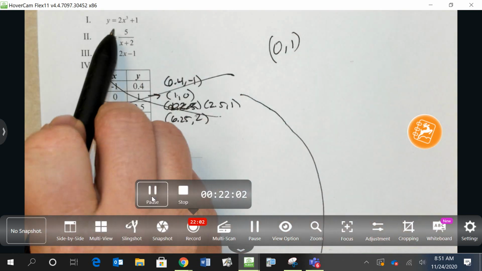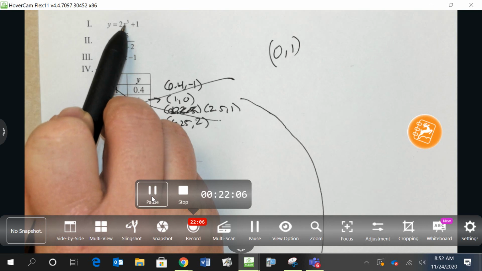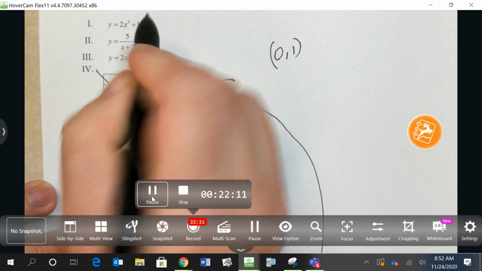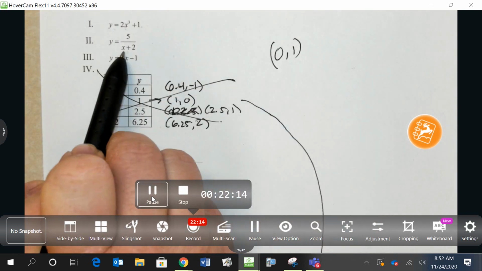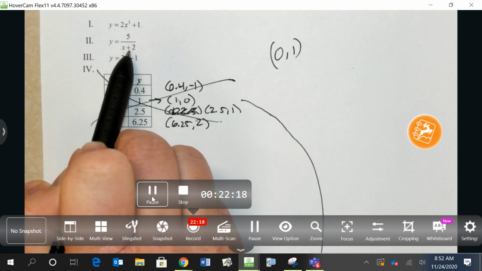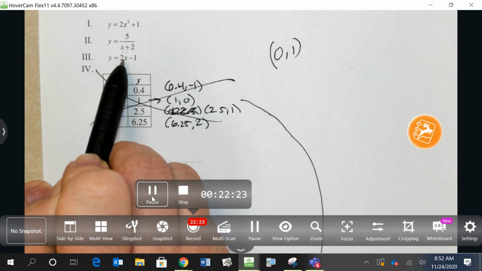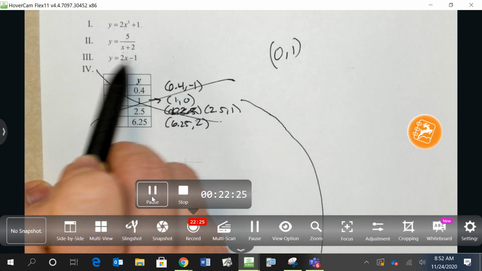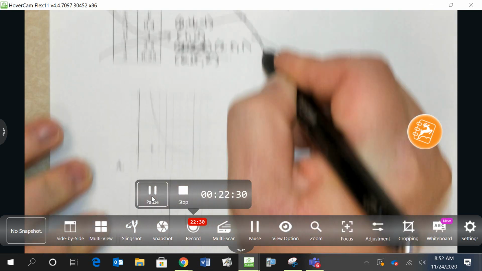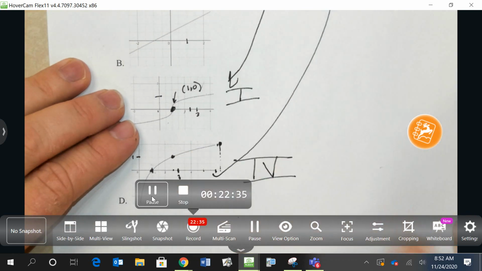Okay, so let's do this. Plug in 0. 0 cubed is 0. 0 times 2 is 0. 0 plus 1 gives you an output of 1. I think this is the answer. But let's check this one. If I plug in a 0, input is 0. 0 plus 2 is 2. 5 divided by 2 does not give me an output of 1. Plug in a 0 here. 2 times 0 is 0. 0 minus 1 is negative 1, not an output of 1. So this choice goes down here into this option. This is option number 1.